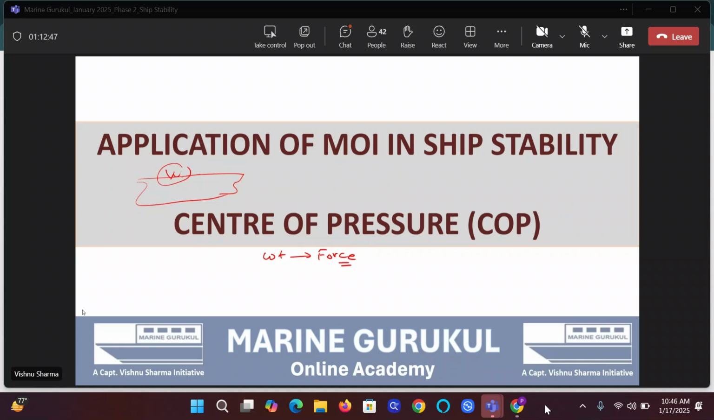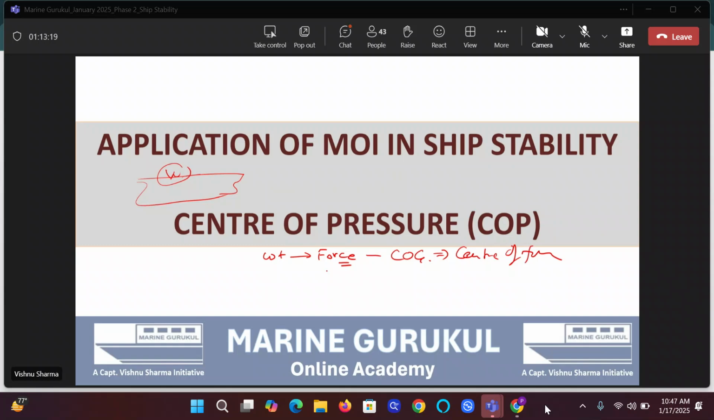And if I take ship as one object, this entire weight can be assumed to be acting through which point, beta? This total weight of the ship can be assumed to be acting through which point? Center of gravity, correct? Yes or no? What is center of gravity? It is the center of force. Which center of force? Force of the weight.